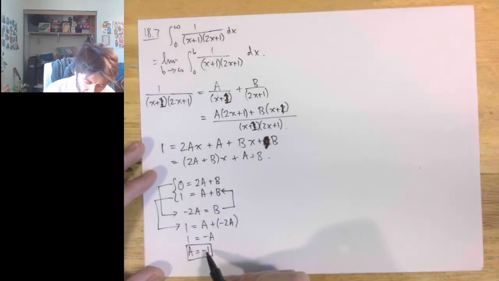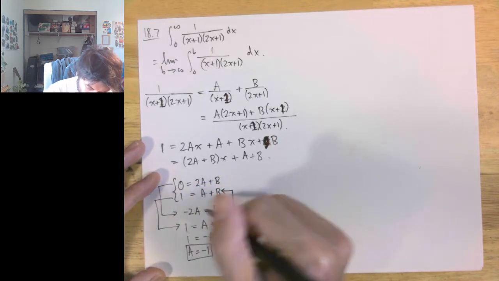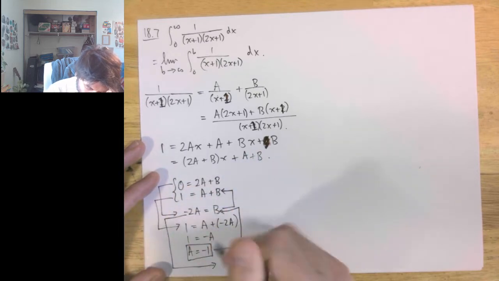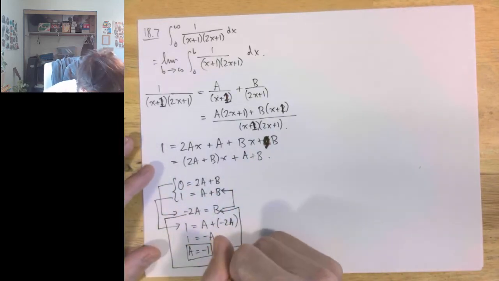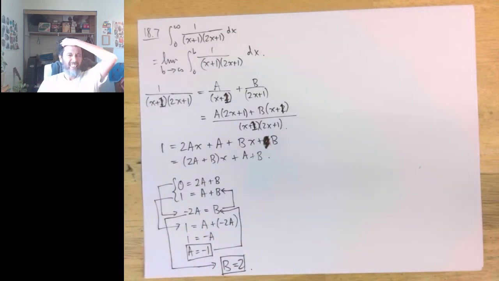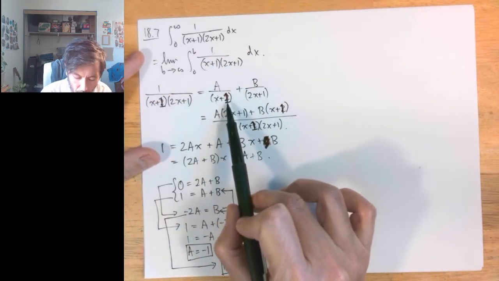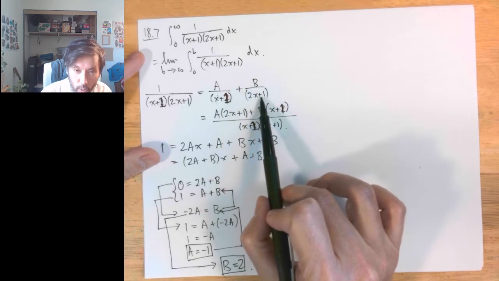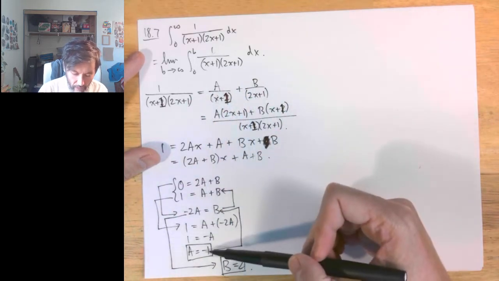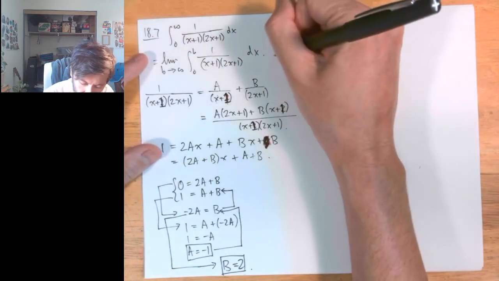Now if a is negative 1 and b is equal to negative 2a, then I guess that means that b is equal to 2. Okay? Is that clear? All right, so I think we've done the algebra now, because what we can do is replace this integrand here by a over x plus 1 plus b over 2x plus 1, where a and b are these values that we found down here, negative 1 and 2. Okay. All right, so let's see what we obtain then.